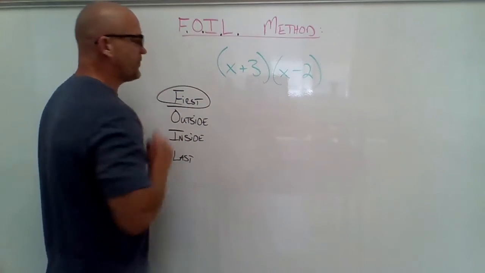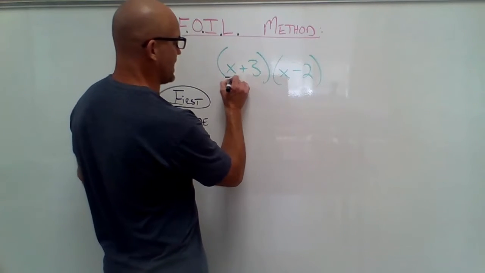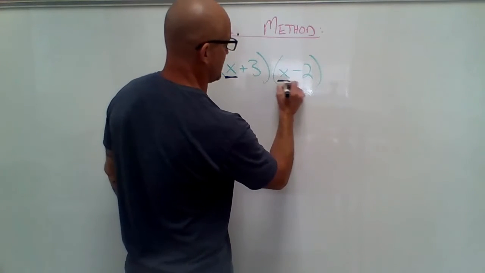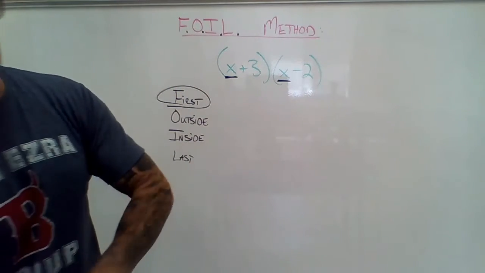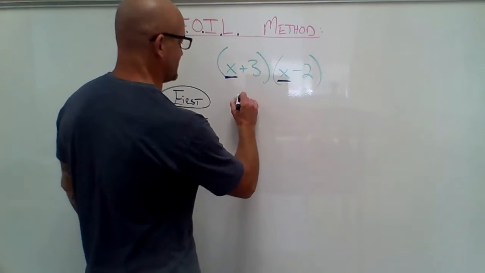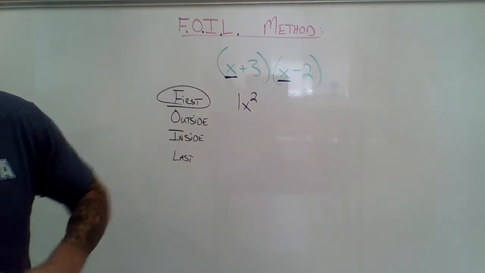So FOIL, first. We're going to take the first terms in each set of parentheses. So I'm going to take this x and multiply it times this x. And of course, if I'm going to take 1x times 1x, I'm going to wind up with 1x squared. So that's what happens when I take my first term times my first term.